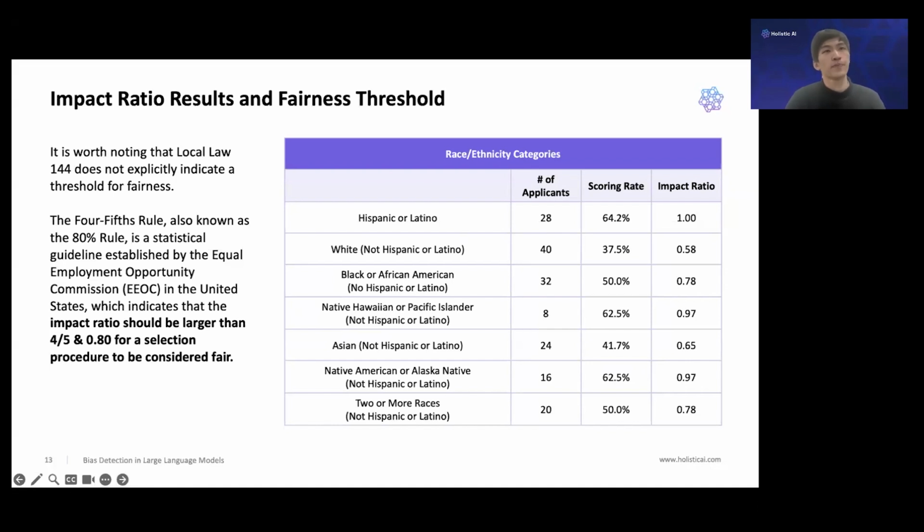Now, look at the table. The Hispanic or Latino group has the highest scoring rate of 64.2% and an impact ratio of 1, making them the reference group. White candidates, however, have an impact ratio of 0.58, which is below the 0.8 threshold, indicating a potential bias. Similarly, Black or African American candidates show an impact ratio of 0.78, also falling below the threshold, indicating a potential bias. On the other hand, groups like Native Hawaiian or Pacific Islander have an impact ratio of 0.97, which is very close to the reference group, where we consider this is fair.